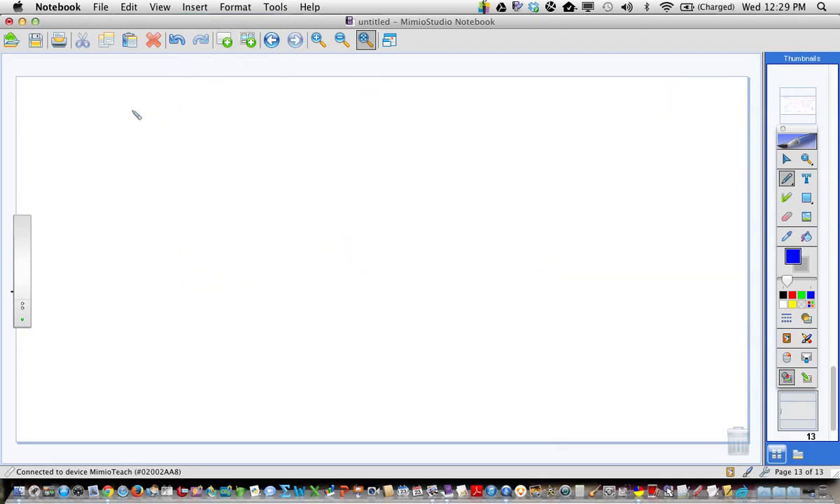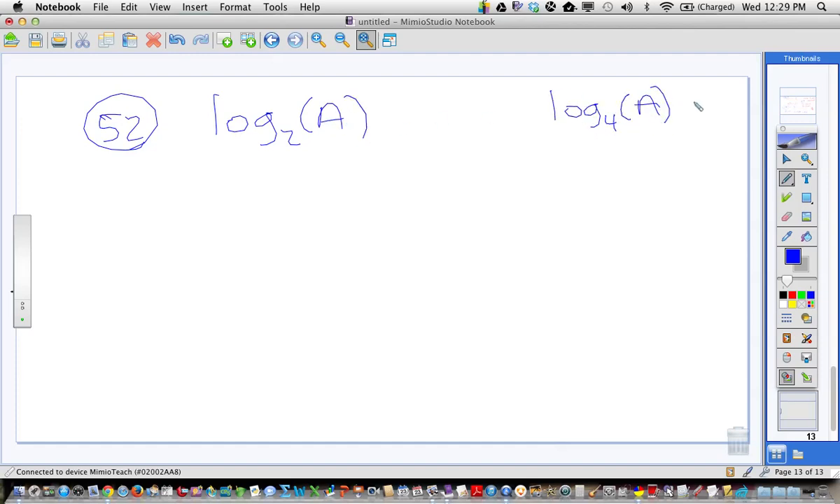What I'd like to look at here then, the other one I had in mind, is number 52, I believe. 52 said log base 2 of a, and all you knew was that log base 4 of a was equal to 2.1, correct? So what's helpful to do here is say, okay, what we're trying to do is rewrite this, right? So I'm going to call this x.